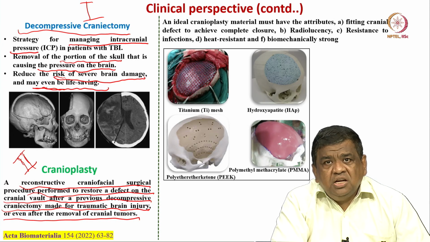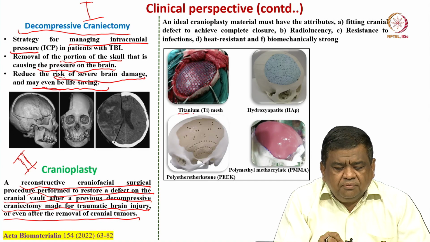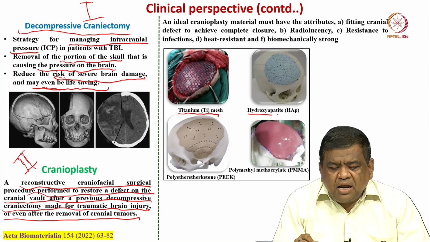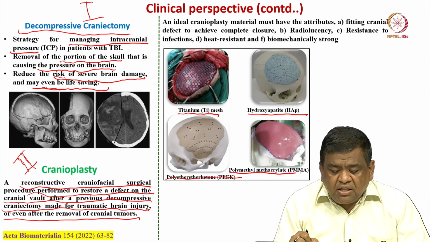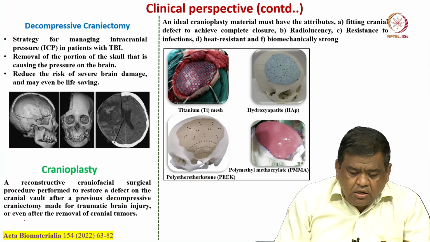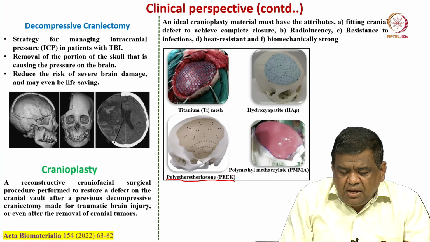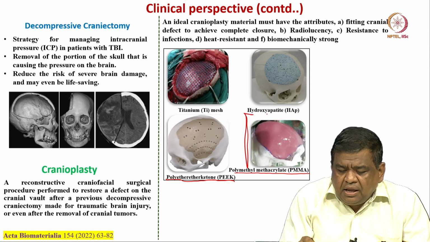And what are the materials that are typically used in cranioplasty surgery? It is either titanium mesh, hydroxyapatite, polyether ether ketone and polymethyl methacrylate. So, polyether ether ketone, PEEK, and polymethyl methacrylate.